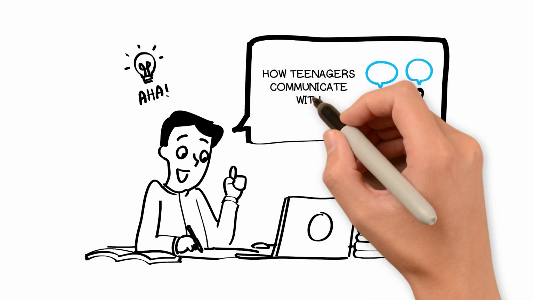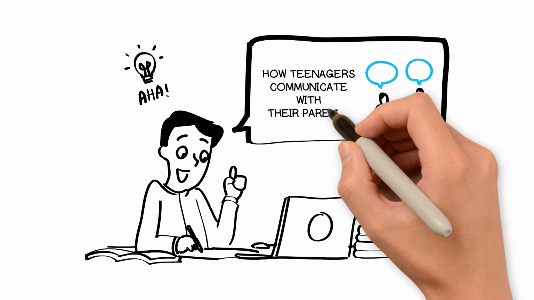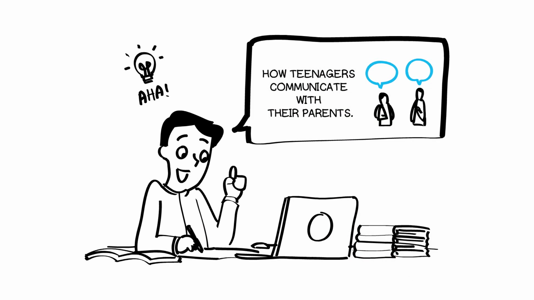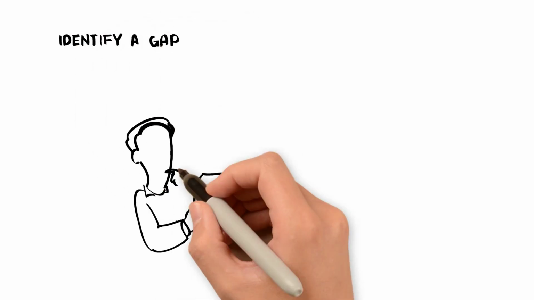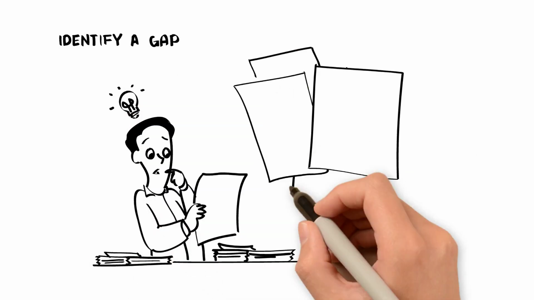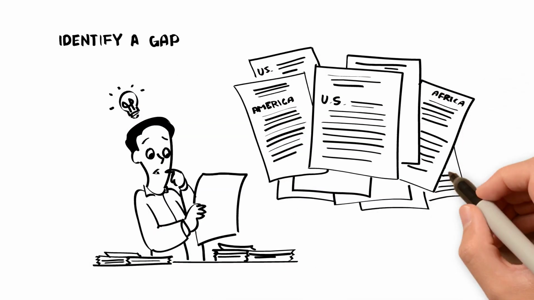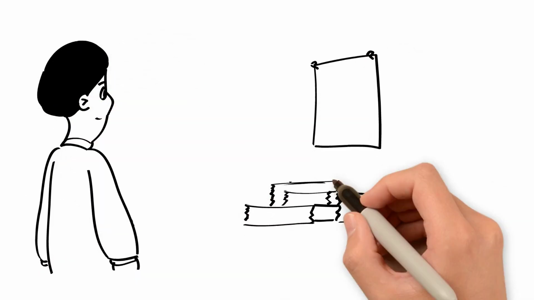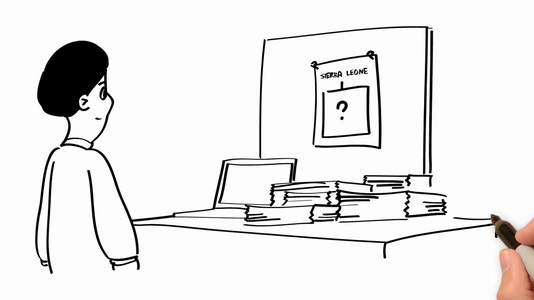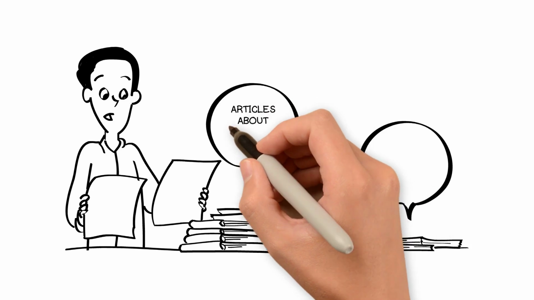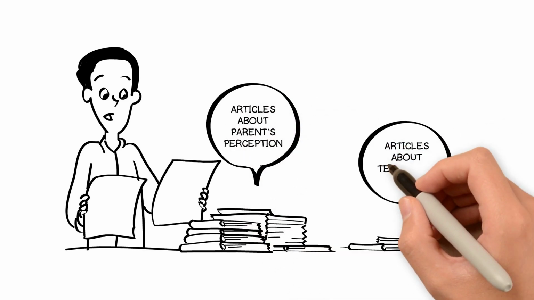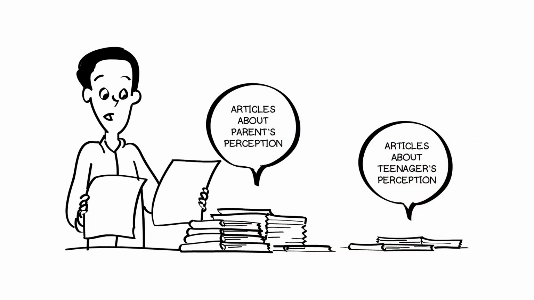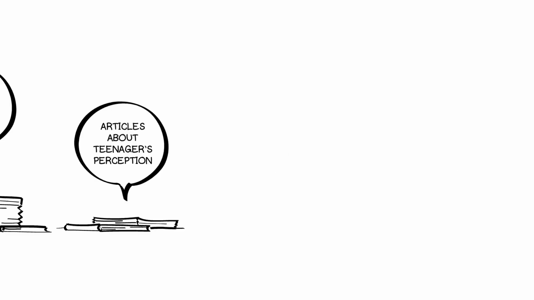Let's say you have identified a topic about how teenagers communicate with their parents. Once you do your literature review, you may find that a lot of work has been done on the topic in the United States, but very little in sub-Saharan Africa. This is a gap. You may then decide to focus your study on parents and teenagers in one sub-Saharan African country, let's say Sierra Leone. Or you may find that researchers have focused mostly on the perceptions of parents and little on the perceptions of teenagers, so you may then decide to focus your study in this area.